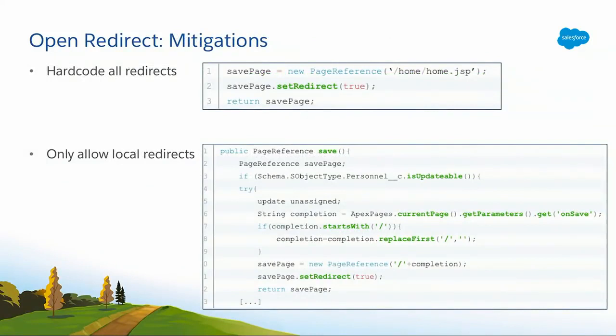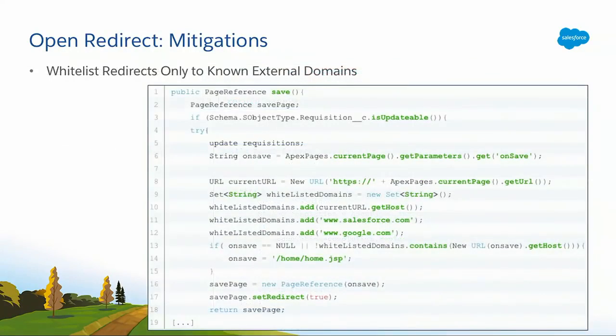So how do we mitigate open redirects? We've got hard coding. We can hard code the redirects. That's one way. We could only allow local redirects. We could have some sort of a whitelist or something, or make sure that it starts with a /. Okay? Or we could do, like I said, a whitelisting domain kind of approach. All right?